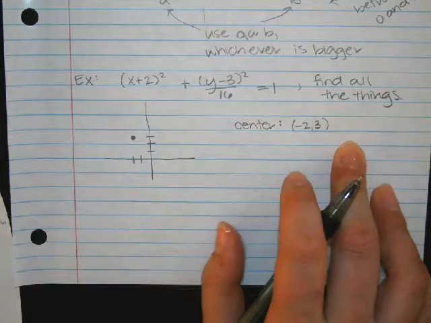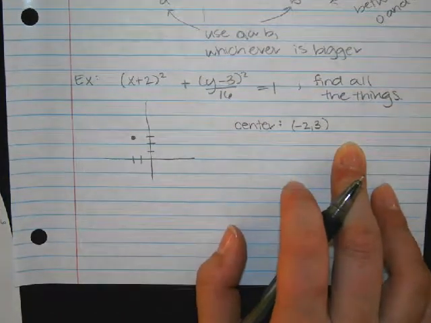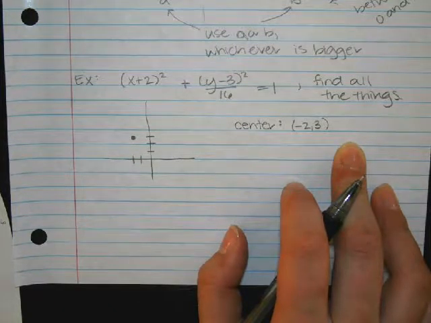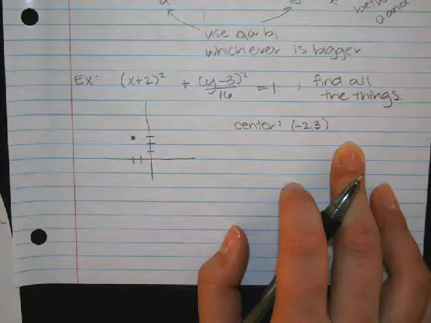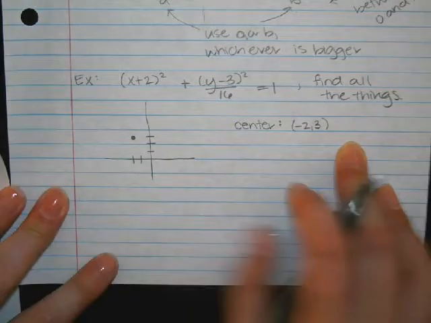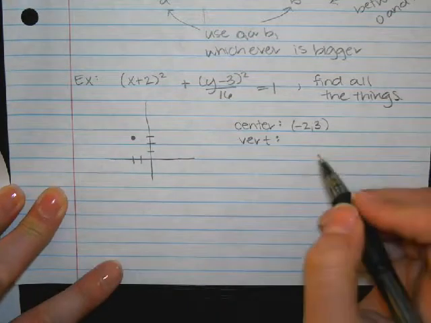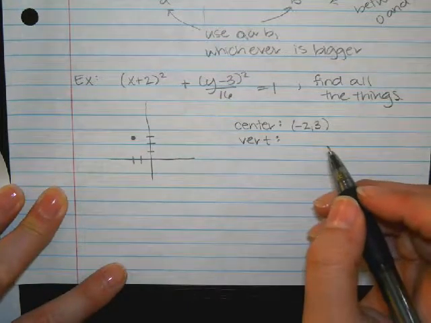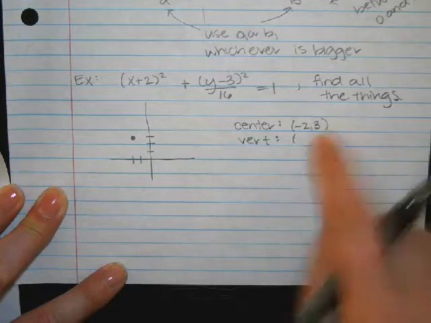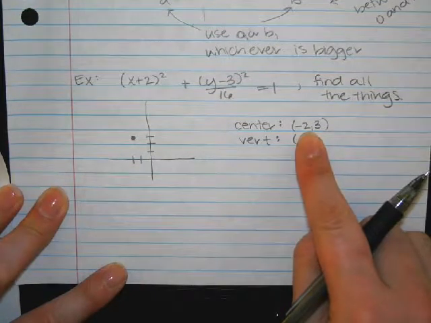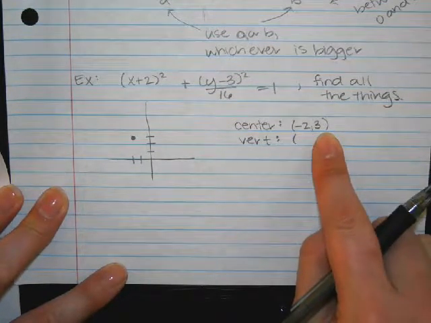Are the vertices going to be left and right or up and down? They're going to be up and down. Why are they up and down? Because of the 16 underneath the y. Okay, so for the vertices, we're going to go up and down how much? 4. Okay, so if I take the point (-2, 3) and I go up 4, what's my new point?